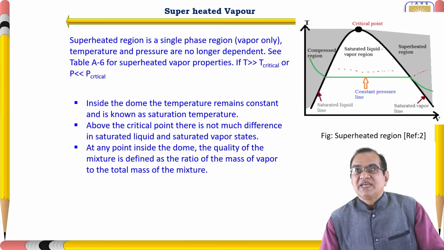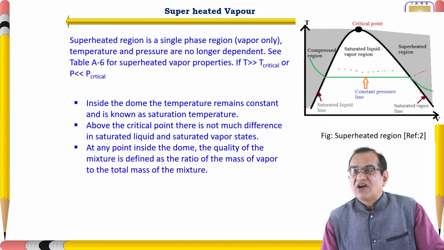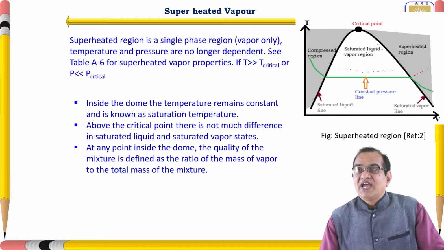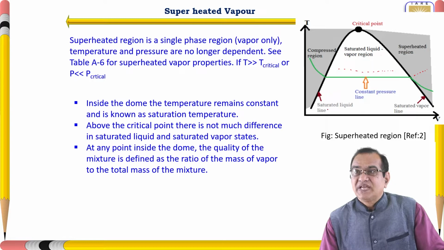Superheated vapor means there is no water available. It is fully gas condition, and this, this is the critical point, and from here to here it is called the saturated vapor line, and from here to here it is called the saturated liquid line, and in between from here to here this is the mixture of saturated liquid vapor.